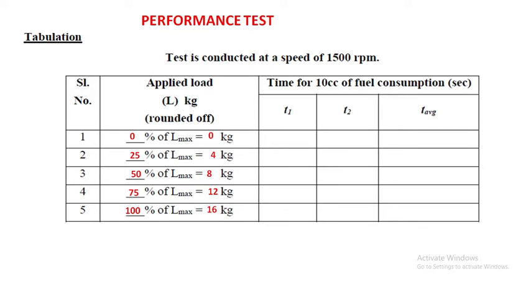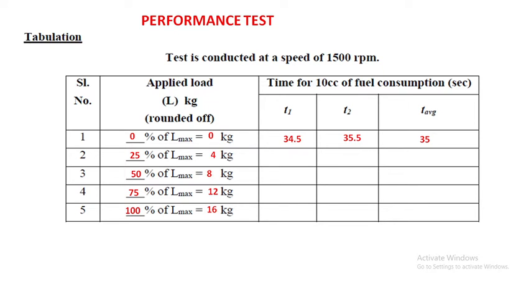First of all, you can check a few things, like whether the fuel tank is filled with fuel and whether the cooling water motor is switched on, so that water is flowing into the engine for cooling purposes. After checking these essential things, we can start the engine. For the no load condition, you can check the fuel consumption for 10 cc, that is 10 cubic centimeter in the tube, use the stopwatch and measure the time twice, after that we can get an average.